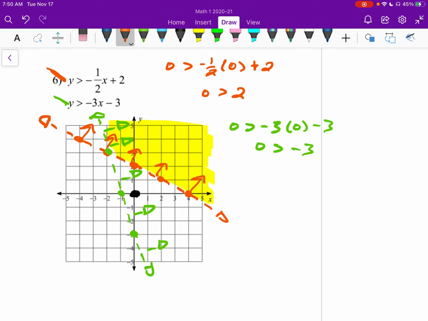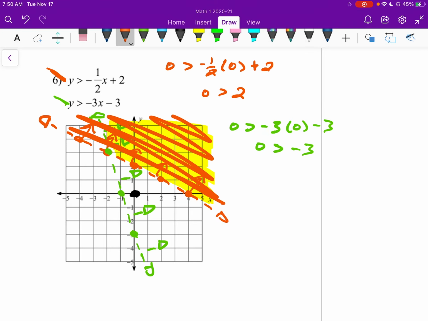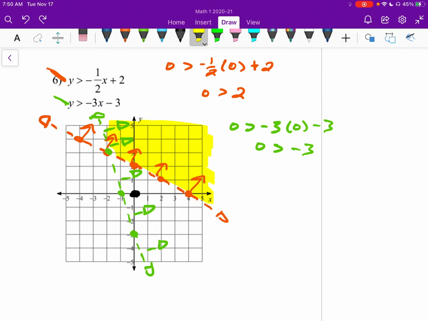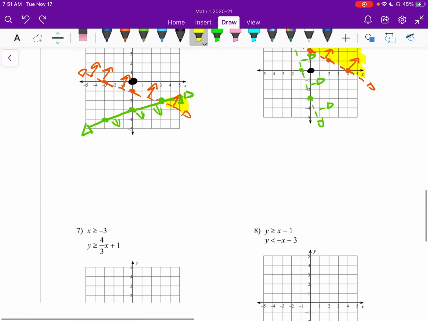And just because I'm going to shade them like you would normally, the orange one would shade this region up there. The green one would shade that over there. And we can see that they do overlap right there, where the yellow is. I'm going to erase that so we can see what we're doing. All right, there's number 6.